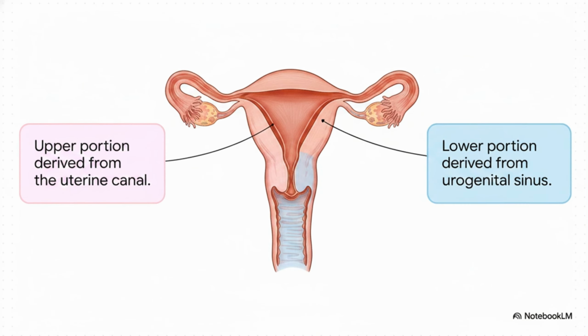And this exact process is why we say the vagina has a dual origin. Board examiners absolutely love testing this. Because of how everything meets and canalizes, the upper portion of the vagina, including the fornices, comes from the vacuolization of the uterine canal. That means it has a mesodermal origin. But the lower portion comes from the vacuolization of the sinovaginal bulbs, making it endodermal in origin, specifically from the urogenital sinus. So you've got two totally different embryological origins fusing seamlessly into one single functional tube.